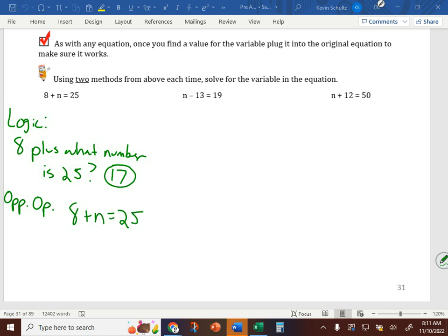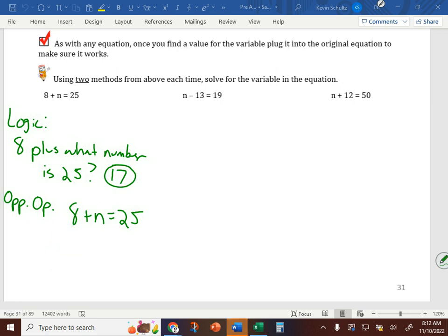We want to get n by itself, which means we need to move this 8 to the other side. Okay? And what is the opposite of a positive 8? A negative 8, right? We're going to subtract again here. If we add 8 to both sides, did we cancel that 8 out? No. What's 8 plus 8? 16. That's a problem, right? We want to get rid of it.